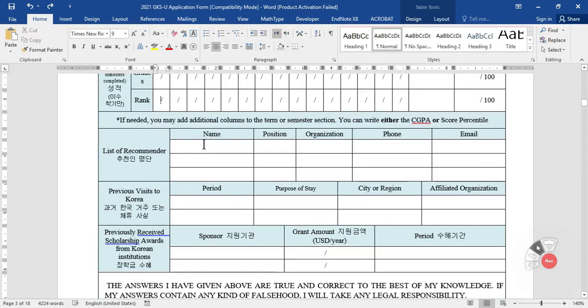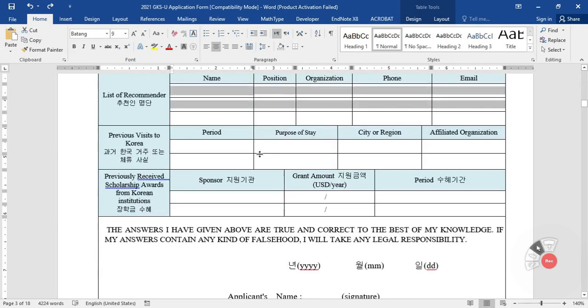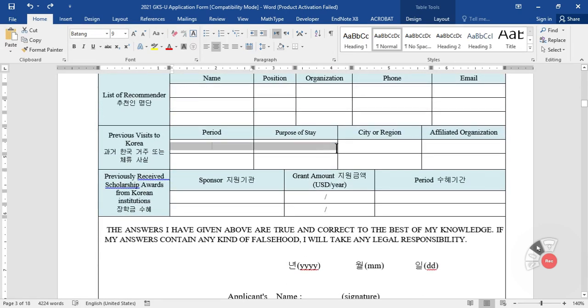And the letter of recommendation, you need to write the name of the recommender, meaning the principal or teacher of your previous school, position, his position is science teacher, principal, or just a mathematics teacher or chemistry teacher, organization or his school name, and phone number and email. For both you need only two recommendation letters. Previous visit to Korea, if you already have been to Korea, then you can mention it here or leave it blank or cross this one.